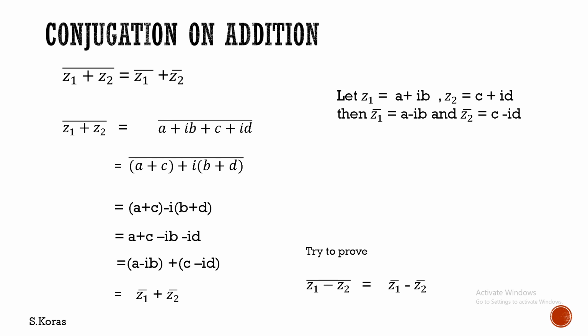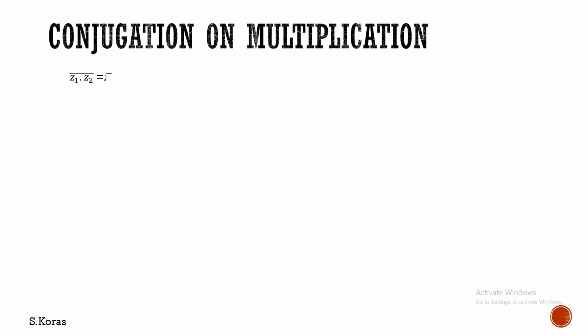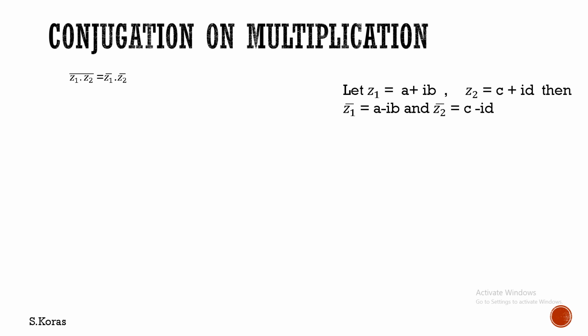Right, now let's go to the next property, the conjugation on multiplication. Again we have to prove z1 into z2 the whole bar is equal to z1 bar into z2 bar. For that also we are going to consider z1 as a plus ib and z2 as c plus id. Then the corresponding conjugates are z1 bar equal to a minus ib, and z2 bar equal to c minus id. Now let's take the left hand side, that is z1 into z2 the whole bar.